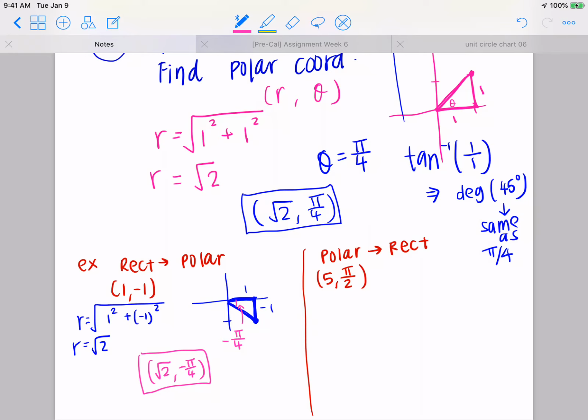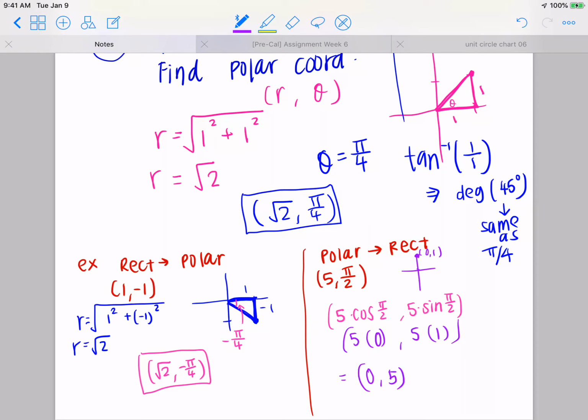The other one, 5 comma pi over 2, we got 5 cosine pi over 2 and 5 sine pi over 2. Okay, pi over 2 is your 90 degree, which is at the top, which is like up here. Okay, what's the coordinate for that part right there? It is 0, comma 1, right? So I put 0 and 1, and I drop down my 5. Almost done. We got 0, comma 5. That's your answer.